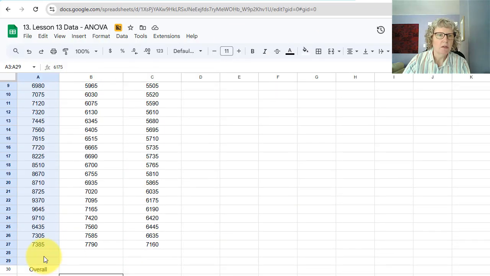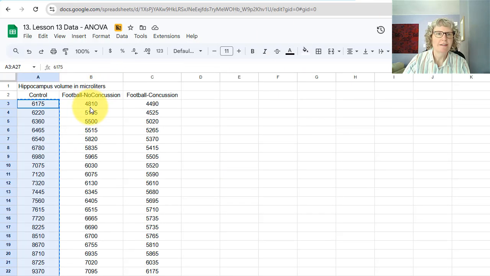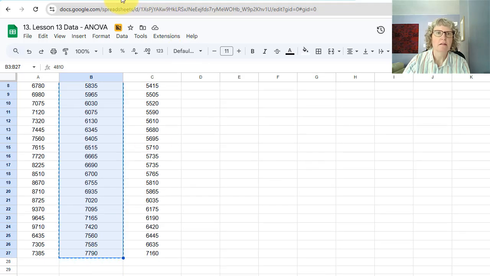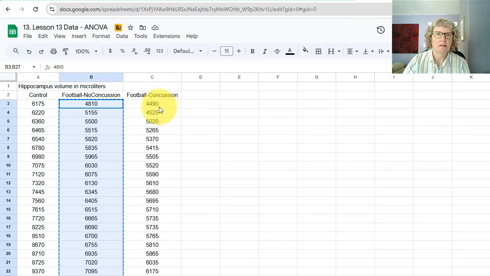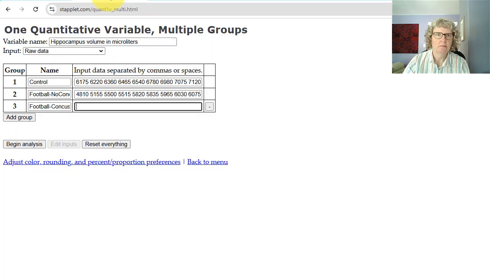And then copy each set of data. Make sure you get them in the right order. Okay, here's the third one. Okay, if we had 4 groups, we would add another one. There is also a minus, so if you accidentally add too many groups, you can put a minus here. I'm not sure what it does with a blank group, but you could play around with that if you want to.